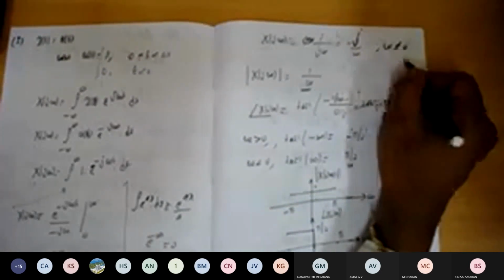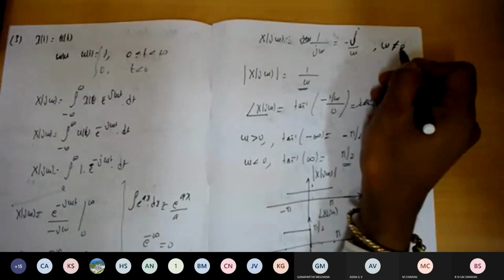We have done x of t is equal to e to the power of minus at, into u of t, already. One more point here: in the beginning, I did x of t is equal to u of t and we got 1 by j omega. But for that one, we did not evaluate for omega equal to 0. If you evaluate for omega equal to 0, we'll get the same function here.